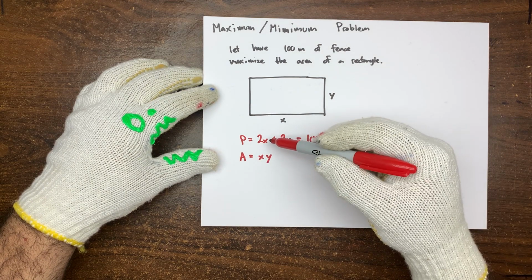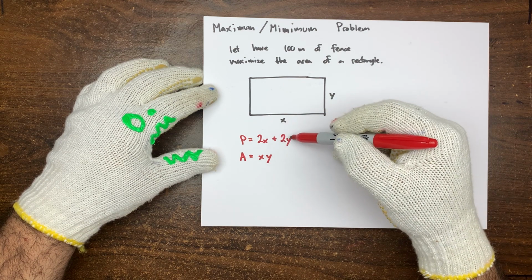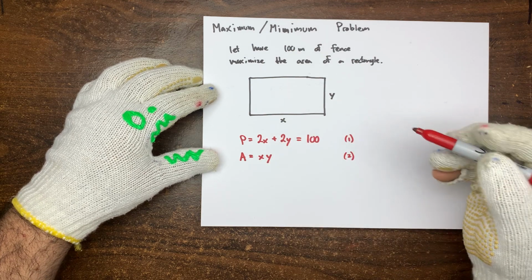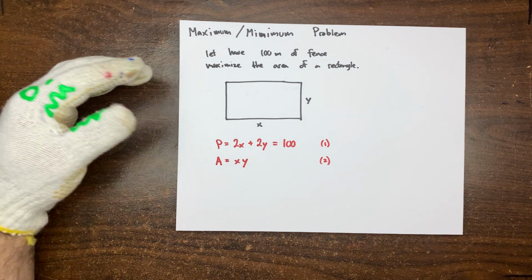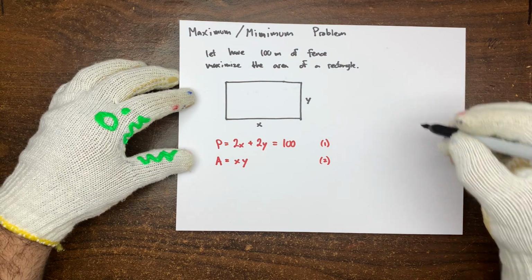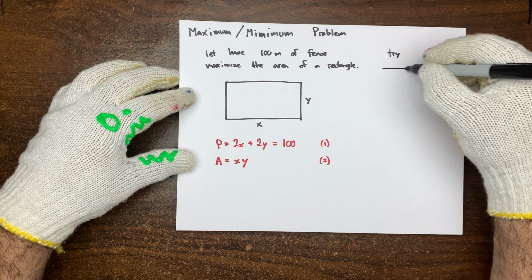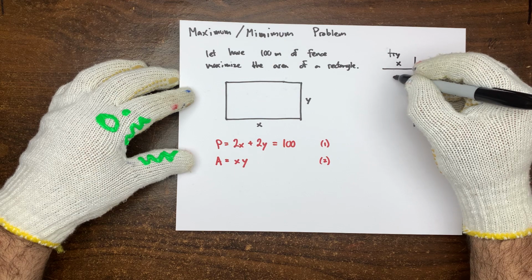So we have 2 equations here, but we have 3 unknowns. We have x and y we don't know, and we also don't know what A is going to be. But we do know one other piece of information, and this is what I'm going to try to prove. So let's just try a couple of these. I'm going to make up a little table here. Let's try x of 10.